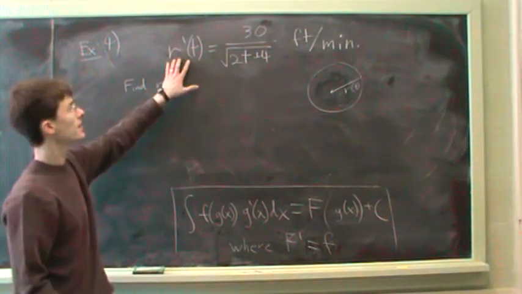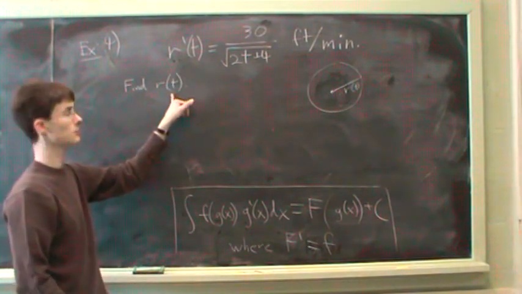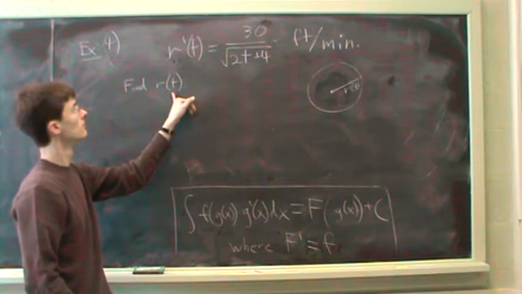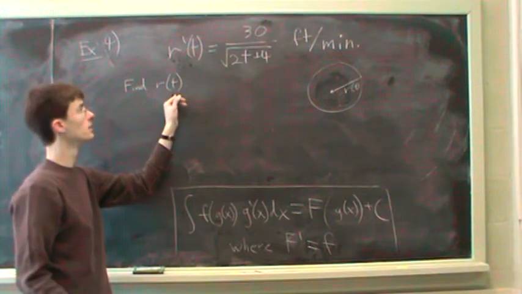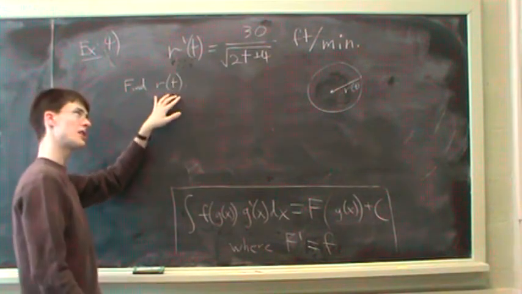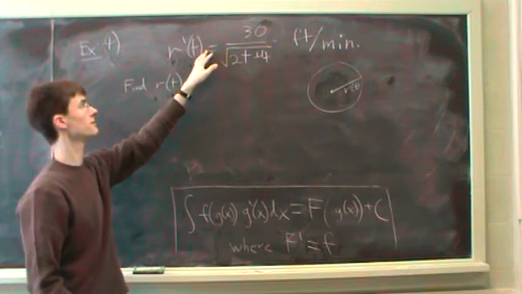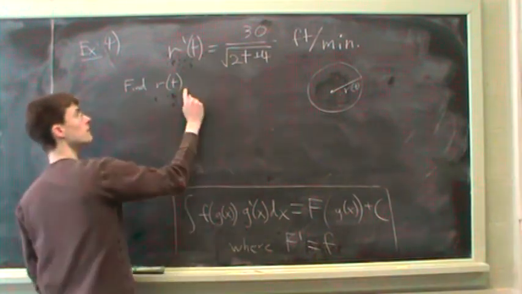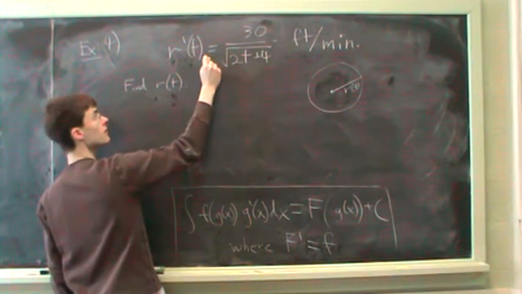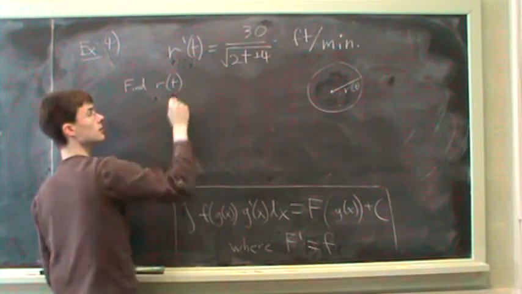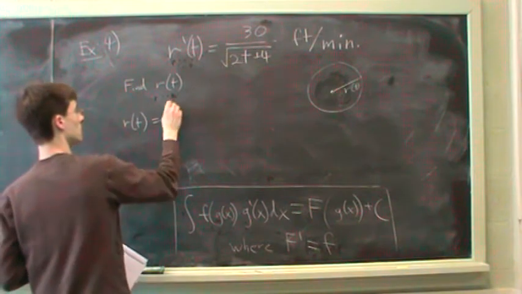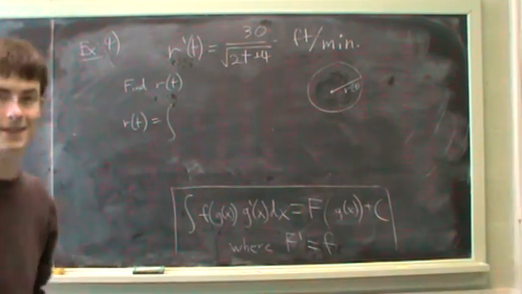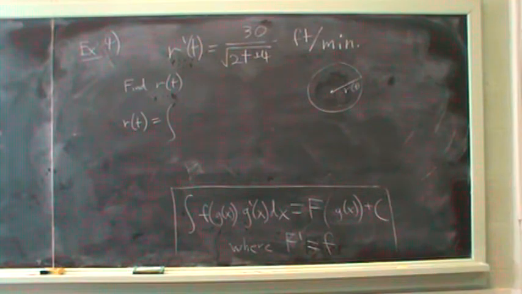Now, r prime is how r of t is going to be changing. That is, r prime is the derivative of r. So to go from r prime to r, we just have to undo the operation of differentiation, which would send r of t to r prime. So we need to go the other way. We need to go from r prime to r. So what happens is that r of t is going to be a particular antiderivative of r prime.